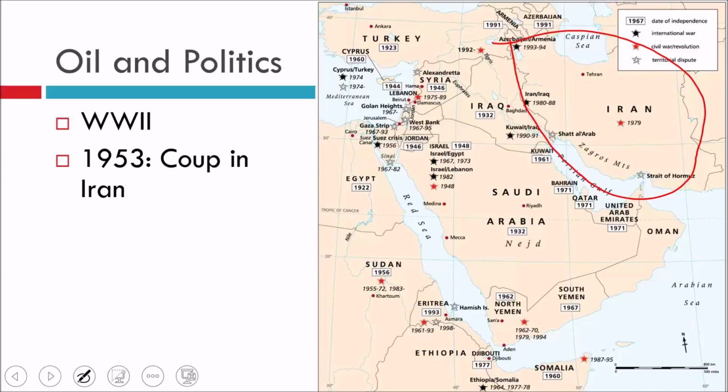The thing that Britain did was sign a deal with the imperial leaders of Iran at the beginning of the century to explore oil. And they cut a deal that said, you let us explore for oil in Iran, and we'll give you 16% of the profits.